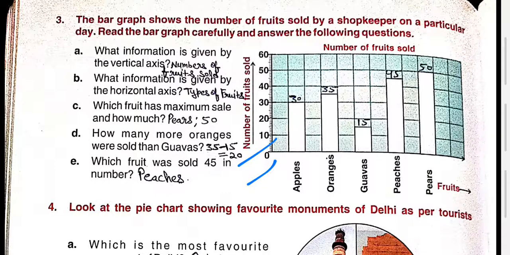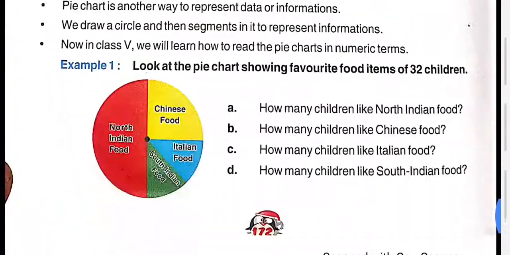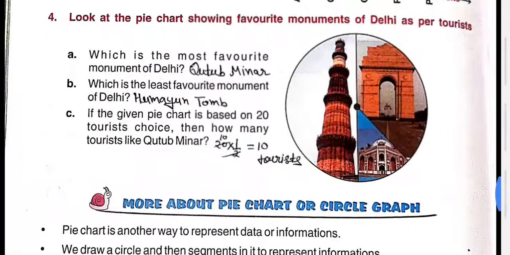Now the next question is which fruit was sold 45 in number? 45 in number, what is the name? It is peaches. So you have to write here the name peaches. Okay, so this question is also completed. Now come to the next question, the last question of this video.